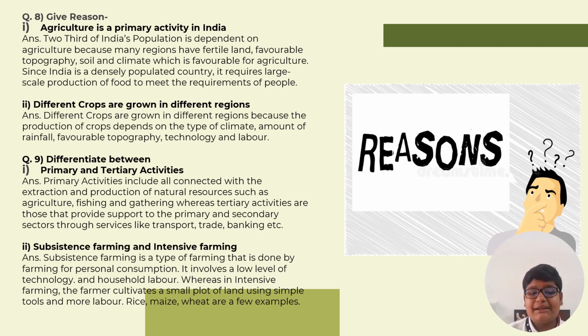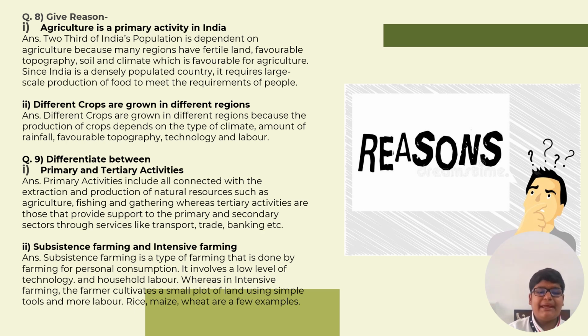is favorable for agriculture. Since India is a densely populated country, it requires large-scale production of food to meet the requirements of people. Different crops are grown in different regions. Different crops are grown in different regions because the production of crops depends on the type of climate, amount of rainfall, favorable topography, technology, and labor.